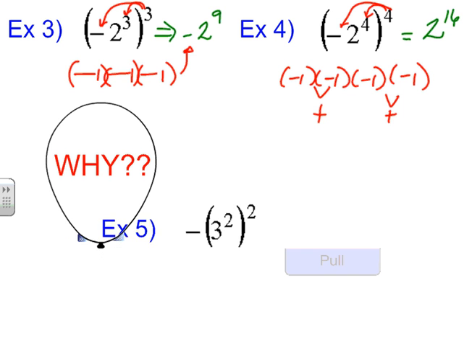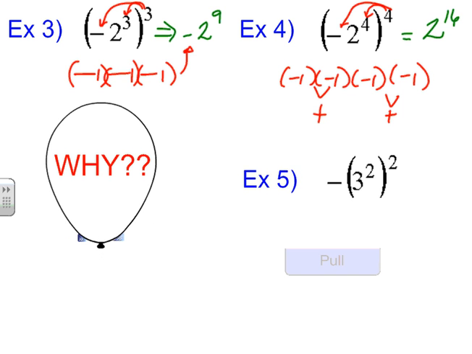Now let's take a look at one last example. Here we have negative 3 squared and the whole thing squared. So if we think about it, this negative sign has nothing to do with what's going on out there. It's saying, take the opposite of whatever this may be. Well, when we give the 2 out here, we know that we have 3 to the 4th power. And so we still want the opposite of whatever 3 to the 4th power is.